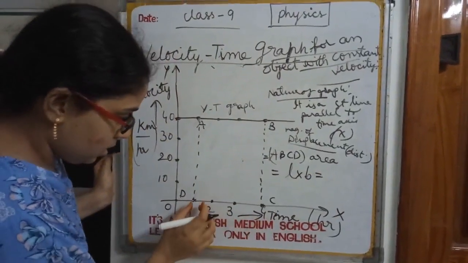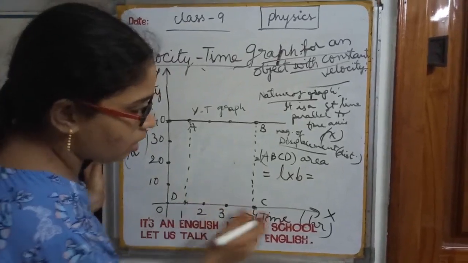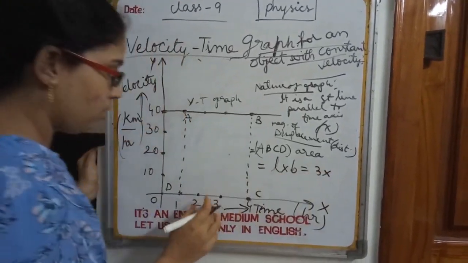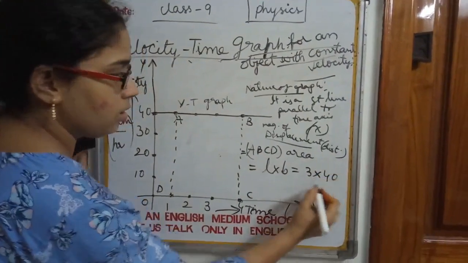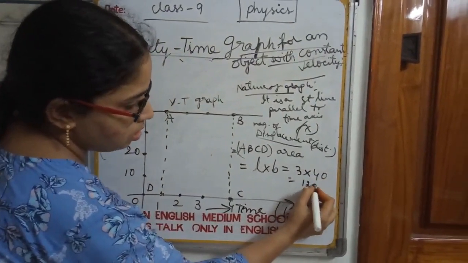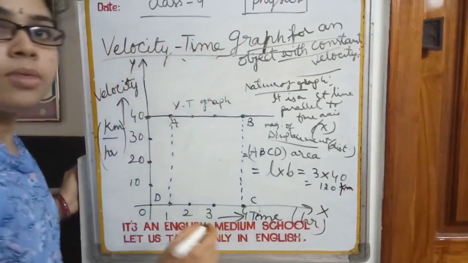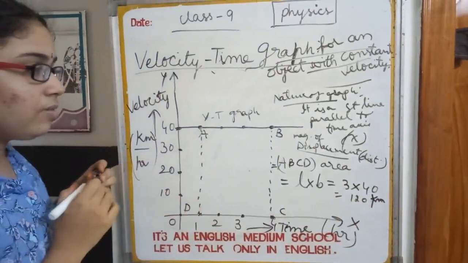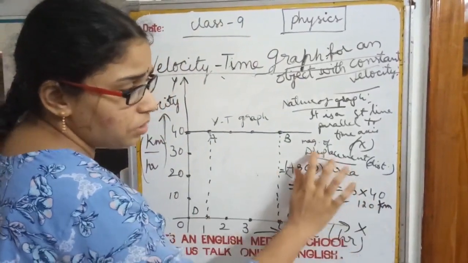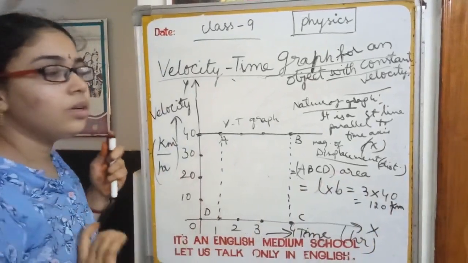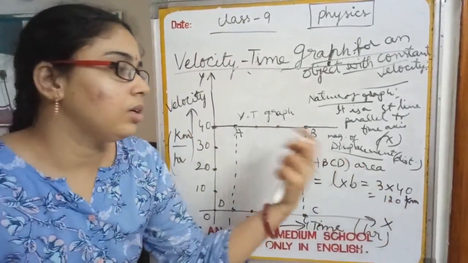What is this? See, 4 minus 1, that is nothing but 3 into B, it is 40. So 120 kilometers. Here, the unit of this is kilometers, you know that very well, isn't it? And you shouldn't forget to mention the units.